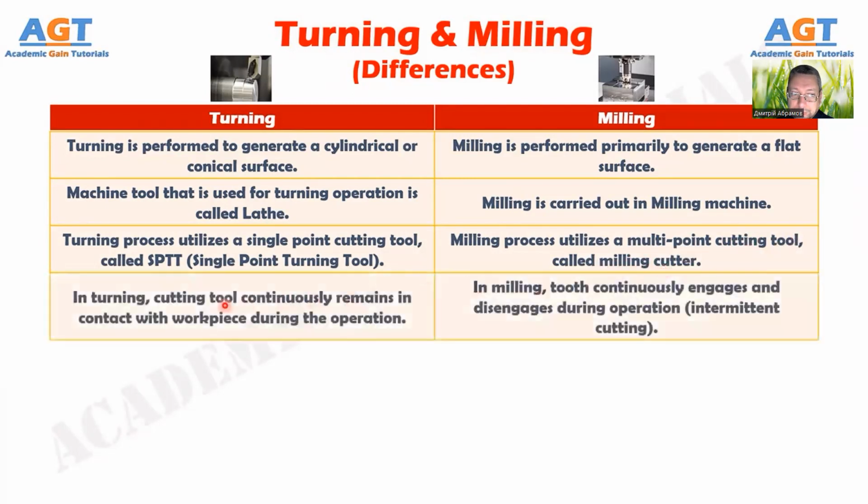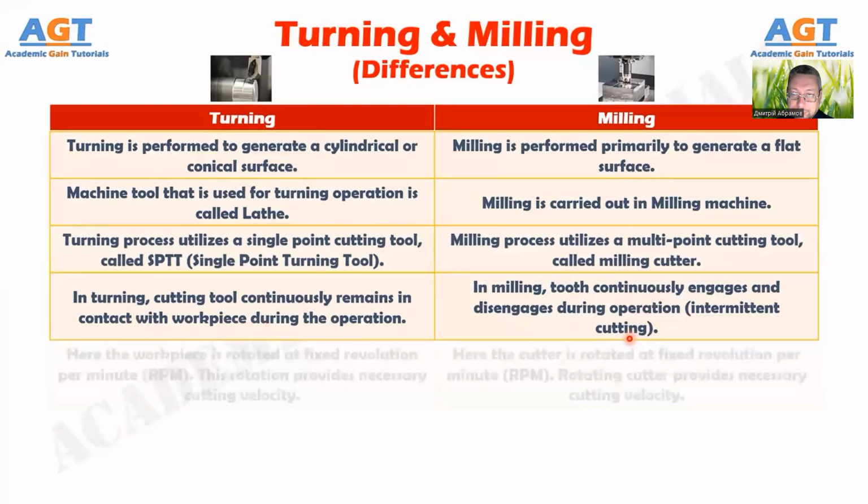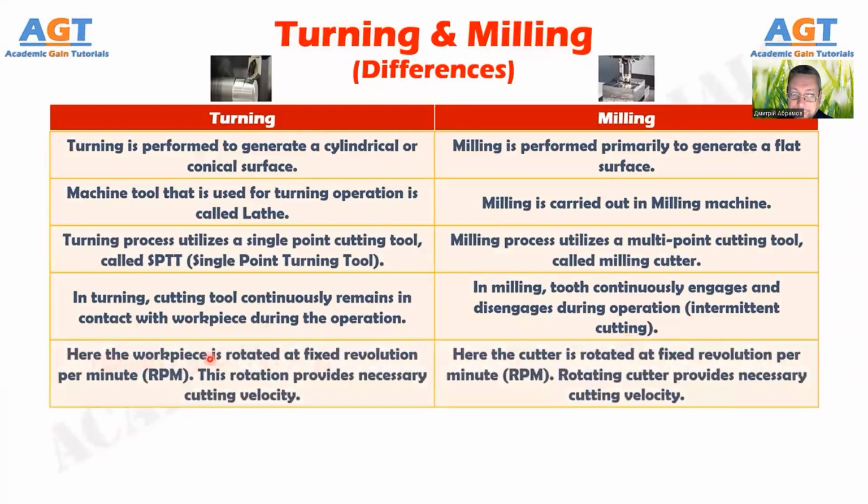Number 4. In turning, the cutting tool continuously remains in contact with the workpiece during the operation, whereas in milling, the tooth continuously engages and disengages during operation, intermittent cutting. Number 5. In turning, the workpiece is rotated at fixed revolutions per minute. This rotation provides the necessary cutting velocity, whereas in milling, the cutter is rotated at fixed revolutions per minute. The rotating cutter provides the necessary cutting velocity.